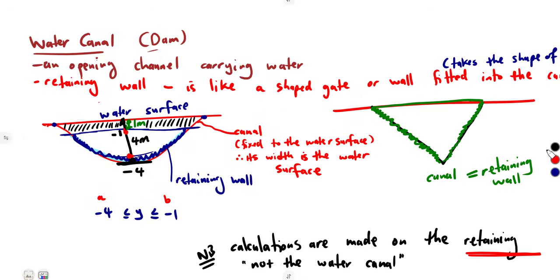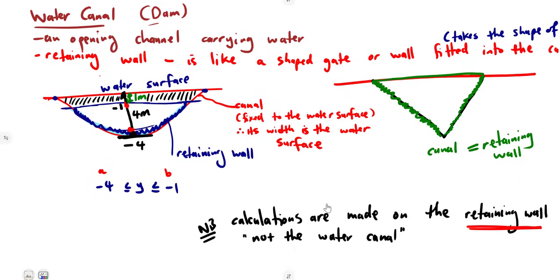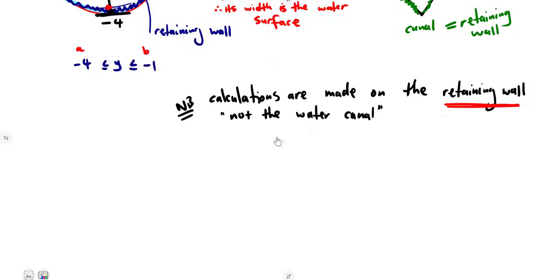Notice now I'm talking about water. I'm ending up writing water instead of wall. The retaining wall. Calculations are made on that. I'm going to talk about the calculation later on. So this is it, a water canal.